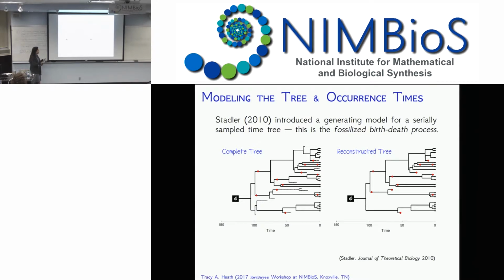So this process here, without all the red dots in it, is just like the same process that you applied in the previous tutorial. So we can assume a constant rate birth-death process that would generate these things. But if we also overlay on that a process that allows us to sample back in time, then we get the fossilized birth-death process. Is that pretty clear?